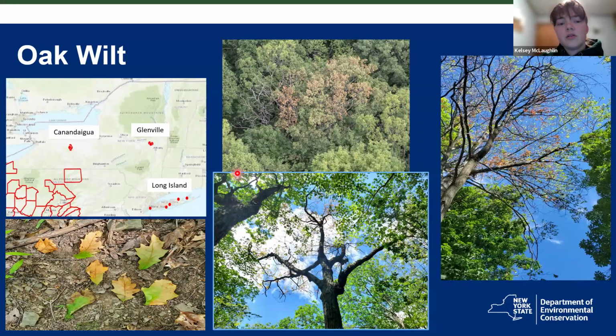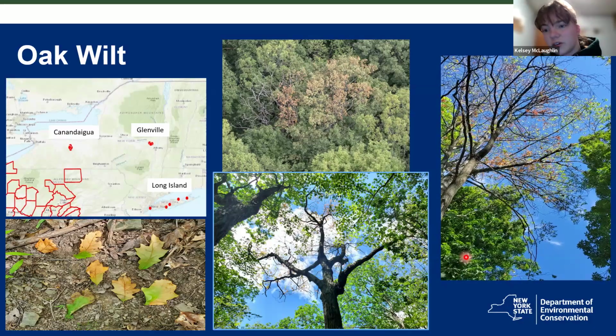The other thing you'll notice with oak wilt is there's kind of a mix of brown and green leaves in the canopy, right? I talked about that during the aerial survey. And you can see that in these photos as well. This is actually a video, if I can get it to play. Oh, maybe not. That's unfortunate. Oh, there we go.